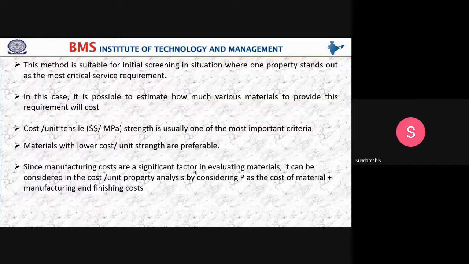This method is suitable for initial screening in situations where one property stands out as the most critical service requirement. This is how we can initially screen the material. Different materials will be subjected to different load conditions, so the service requirements will be different for different materials.